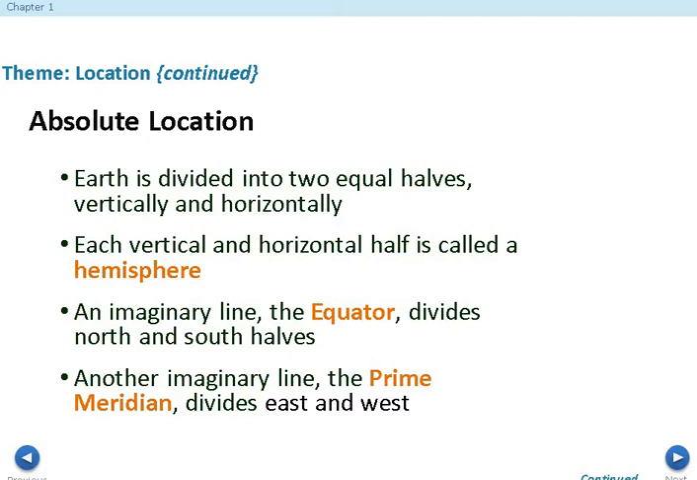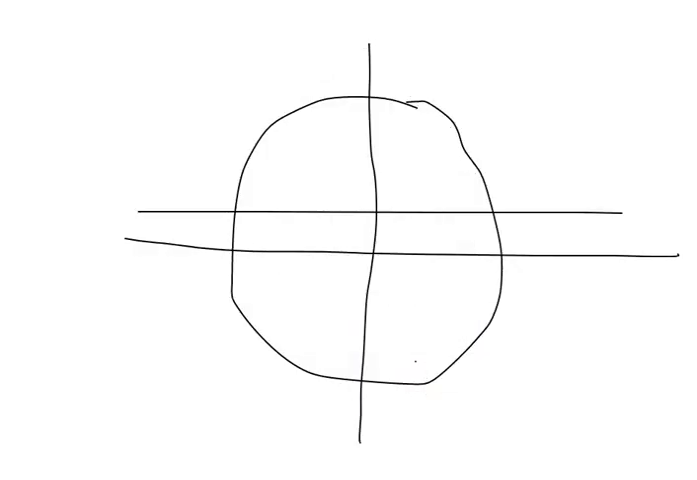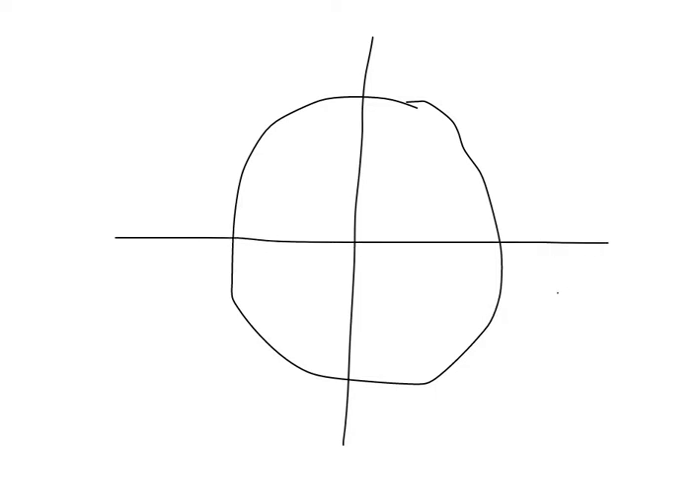Now, the other thing about absolute location is that we look at the hemisphere, equator, and prime meridian. In this drawing, we already looked at lines of longitude, lines of latitude, the prime meridian, and the equator. The prime meridian goes up and down, and the equator goes east and west. And so we see distinct hemispheres right here.